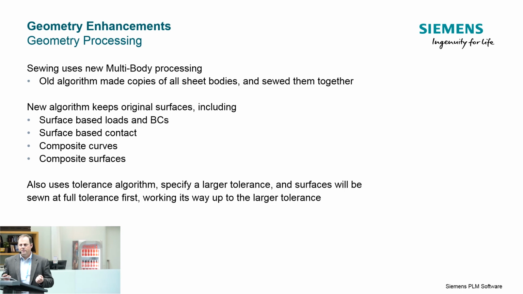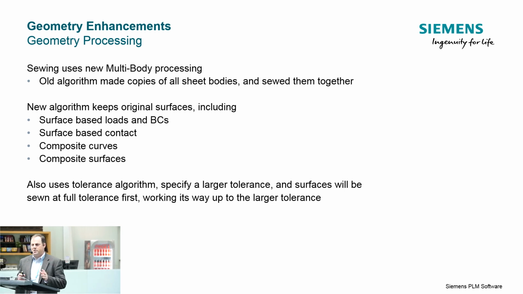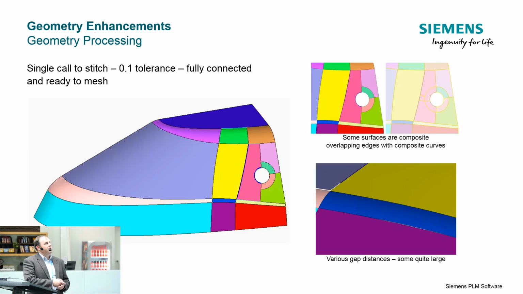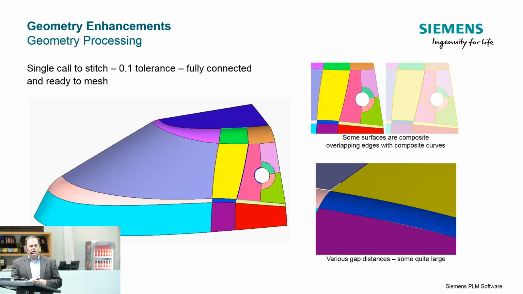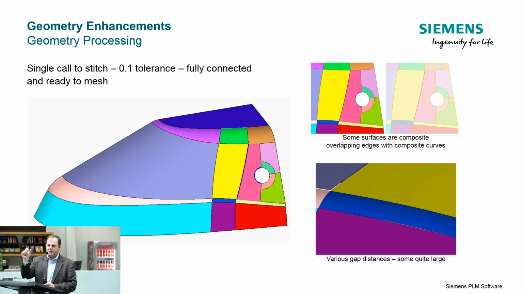We've added some new capabilities to our stitching or sewing capability. What you can now do with a part like this is specify a rather large stitch tolerance. And what it'll do, it'll use that as the largest the stitch tolerance can be.